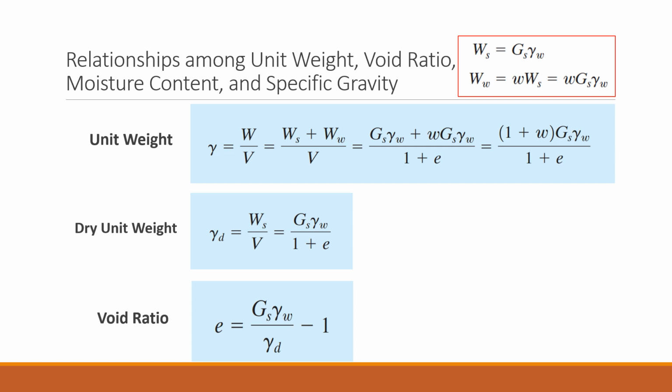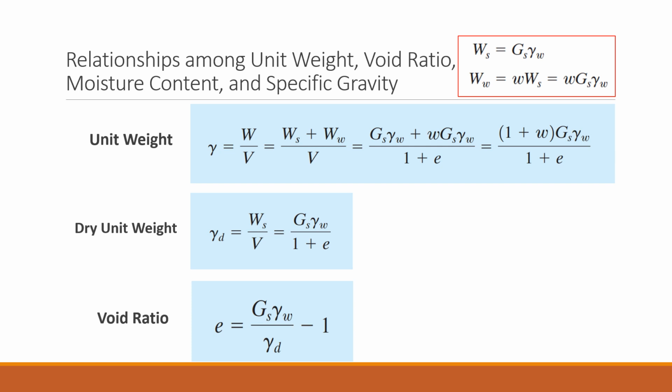Now, for the dry unit weight, as discussed in the previous formula, gamma dry, or dry unit weight, is equal to the weight of solids alone over the total volume. And this time the weight of solids can be expressed using the value of our specific gravity and the unit weight of water. For this case, we have set the value of our volume of solids equal to 1 and the volume of voids equal to E, so the total volume becomes 1 plus E. The 1 is the volume of solids, and E is the volume of voids.